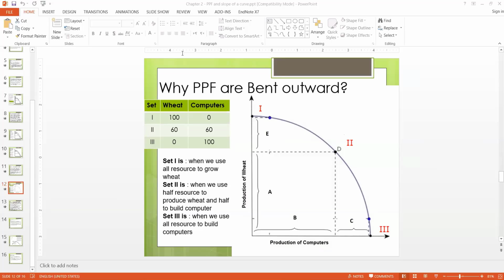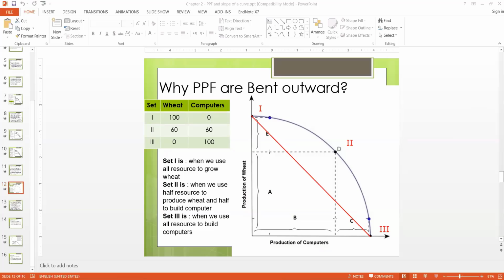So in the previous session, one of the students asked a question: why is the PPF bent outward? So let's assume that it is a straight line. Now we'll compare the bending and the straight line. In this graph, I will do the calculation here so that you can understand why it is bent outward. So let's start with the country.